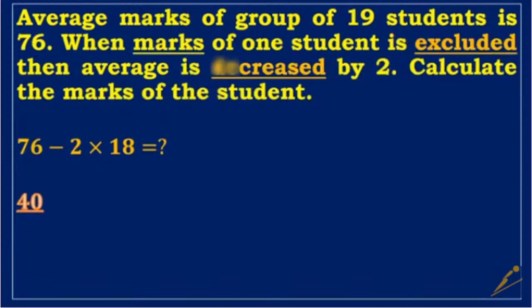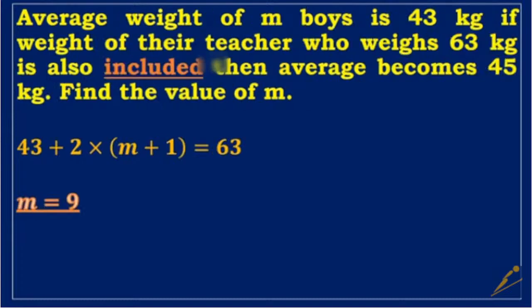The average weight of a group of 9 students is 43 kg. When a new student joins the group, the average weight of the group becomes 45 kg. What is the weight, in kilograms, of the new student? Simply, we can write 43 plus 2 into 10 is equal to 63. So, the weight of the new student is 63 kg. Let's look at the third example.